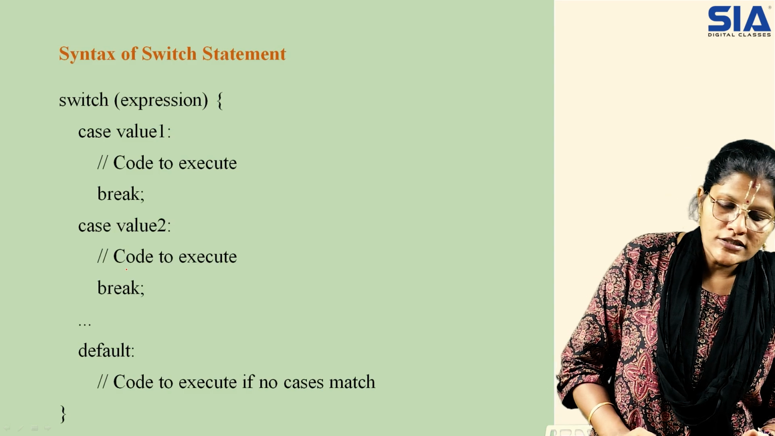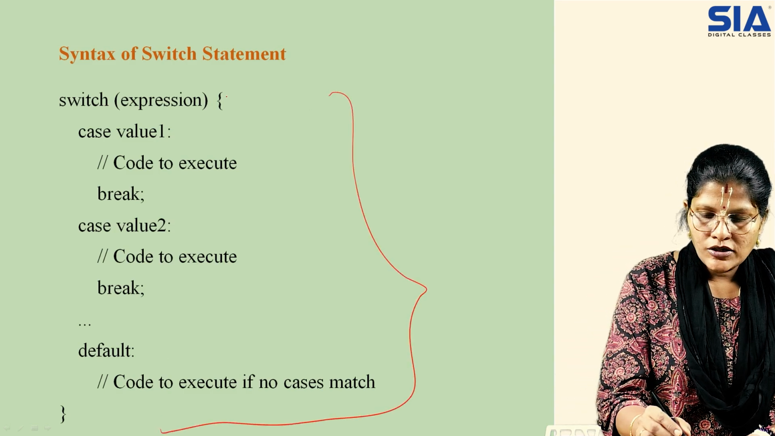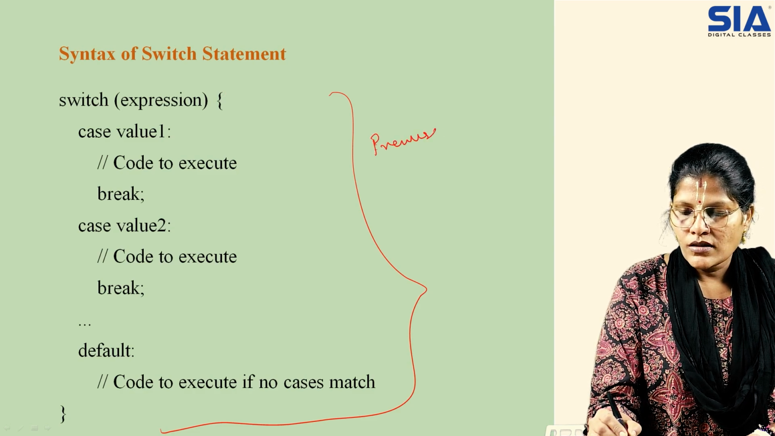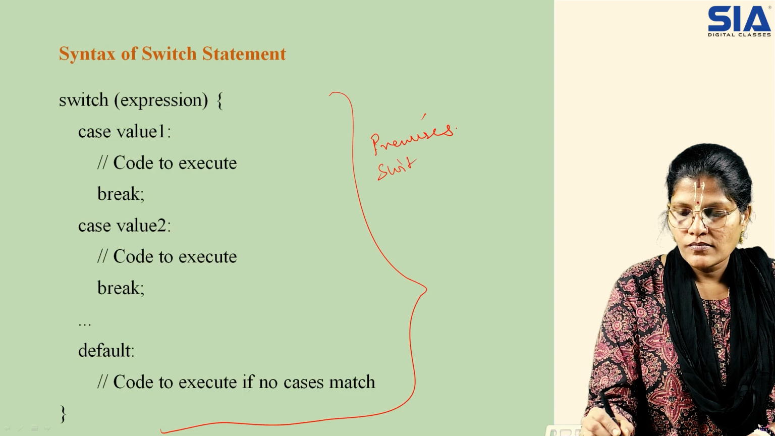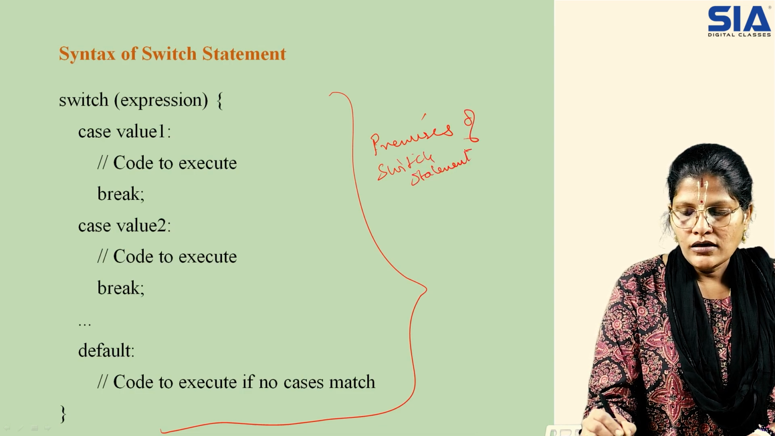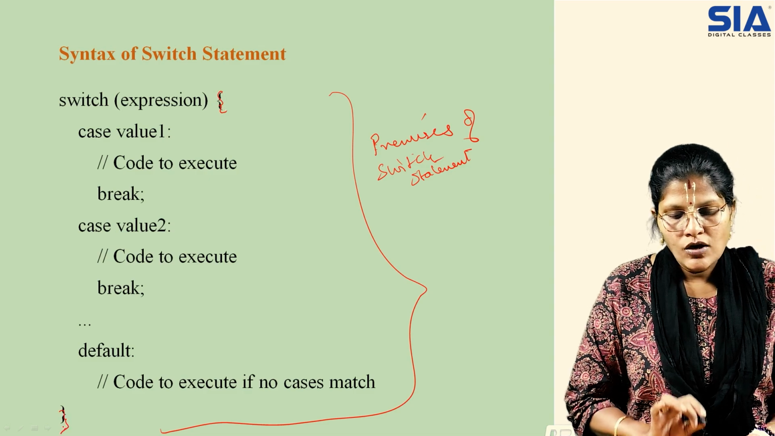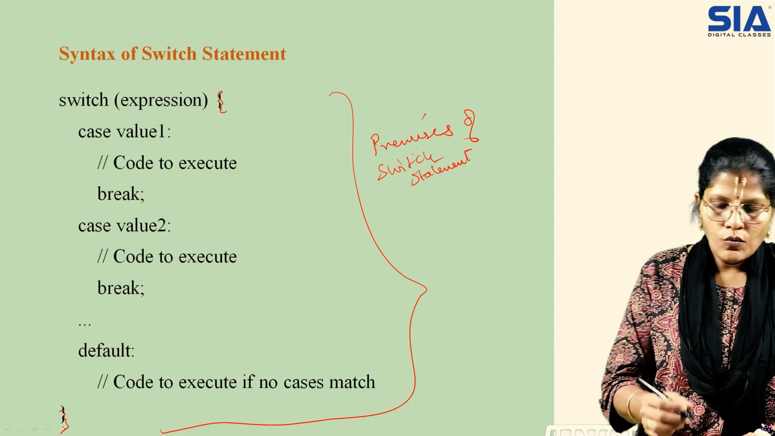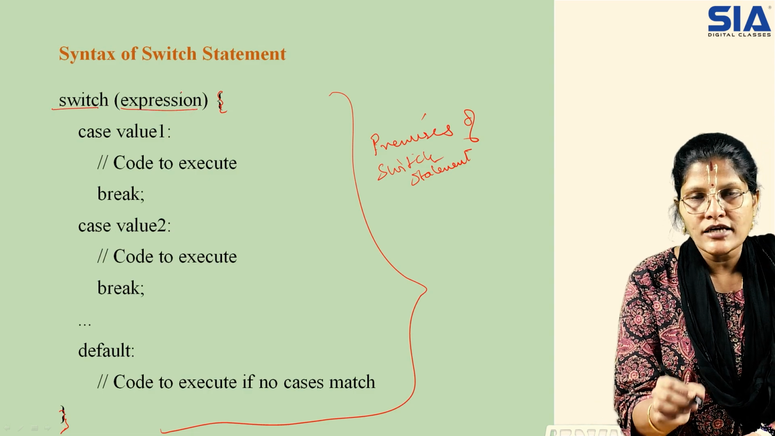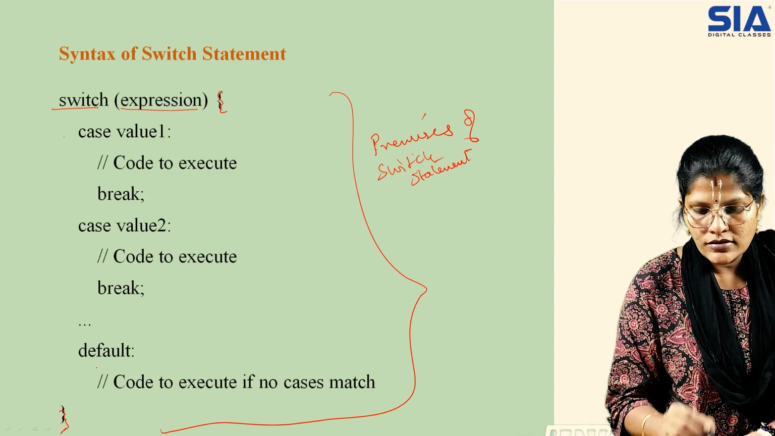Now if we look at the switch statement syntax, this is the particular body, the premises of your switch statement, where there is only one opening and closing brace. Now what is this here? Switch is a keyword. You have to give your expression, and based on the given condition, it will execute. Now this is your syntax.